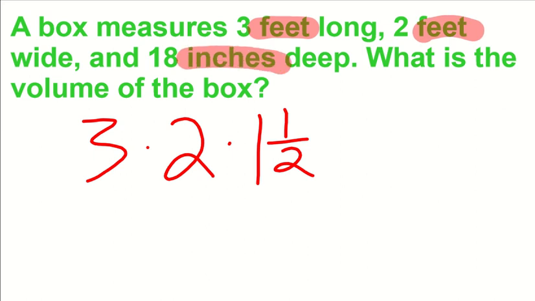Those aren't the same, are they? For the math to work correctly, we need those to be the same. So the easy one is to change the inches into feet. Technically, you could change all of the feet into inches as well, but that gives you huge numbers. So how many inches are in 1 foot? 12. So if you divide 18 by 12, that gives you 1.5.